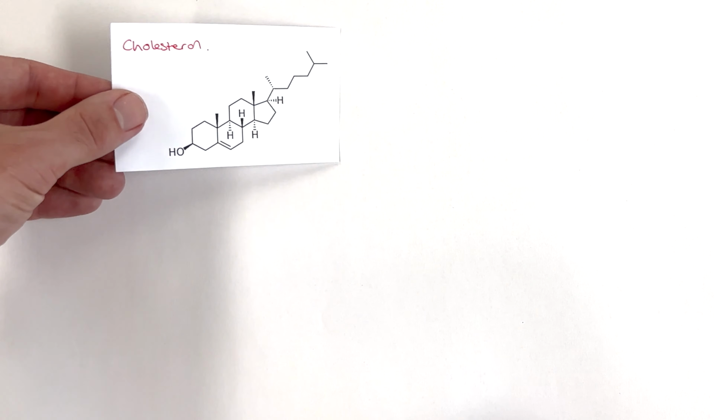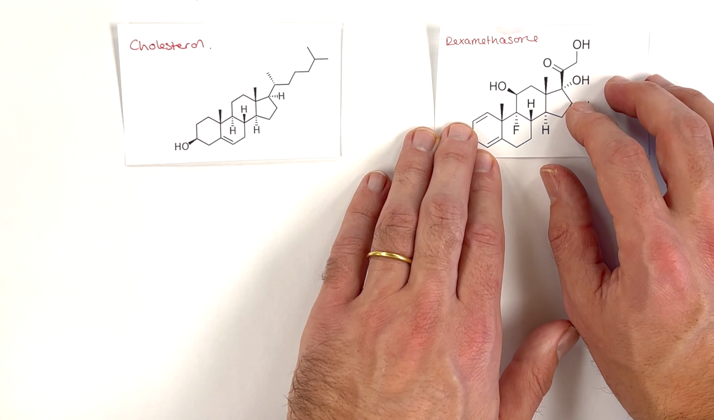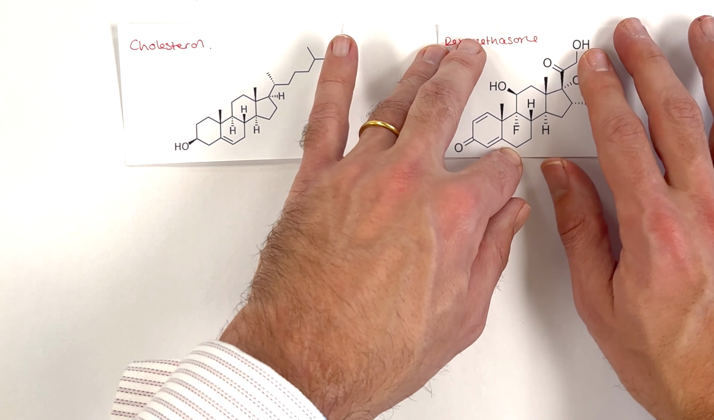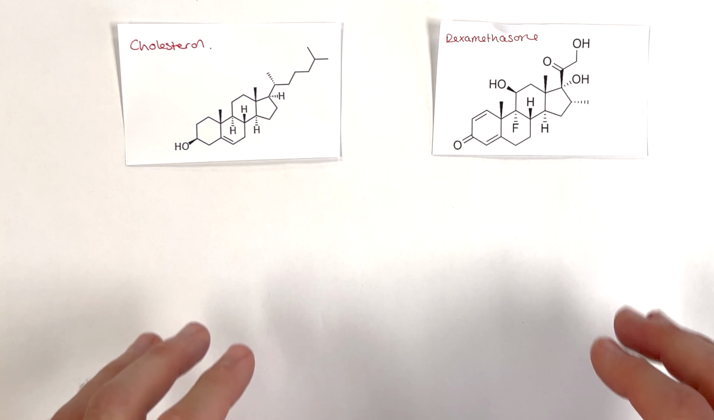Let's just finish up with looking at some more complex molecules, because what they may ask you to do in an exam is look at larger molecules and try and identify the number of different chiral centers that the molecule has. So first example here is cholesterol, and then the example here I'm going to give you is dexamethasone. So dexamethasone is a steroid treatment used for things like treating meningitis, so inflammation.